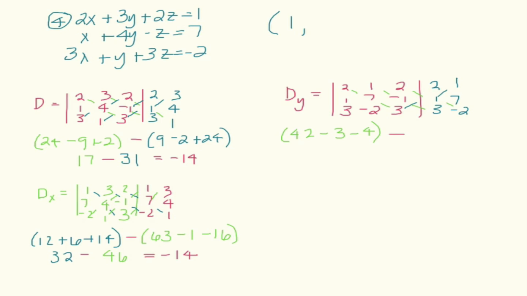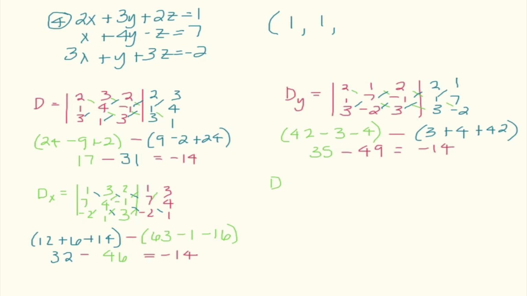1 times 1 times 3 is 3. 2 times 1 times negative 2 becomes positive 4. 2 times 7 times 3 becomes 42. I get 35 minus 39 equals negative 14. Once again, d sub y divided by d gives us a value of 1.